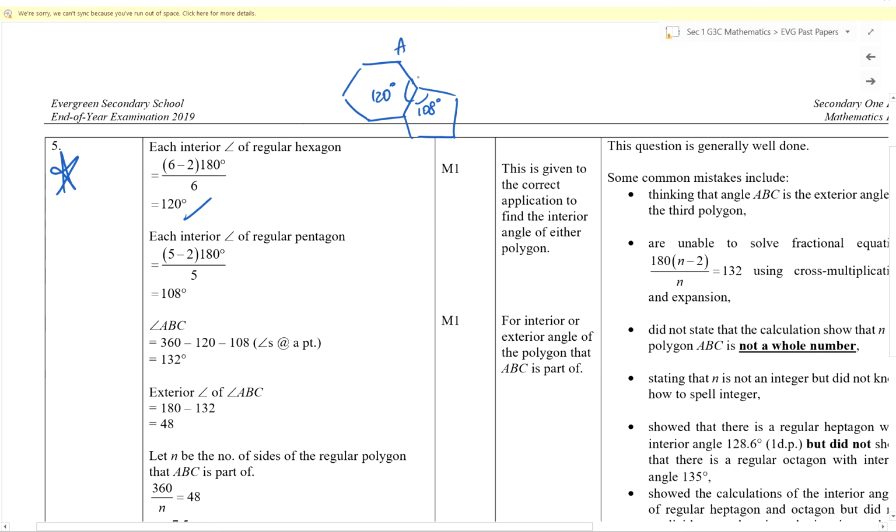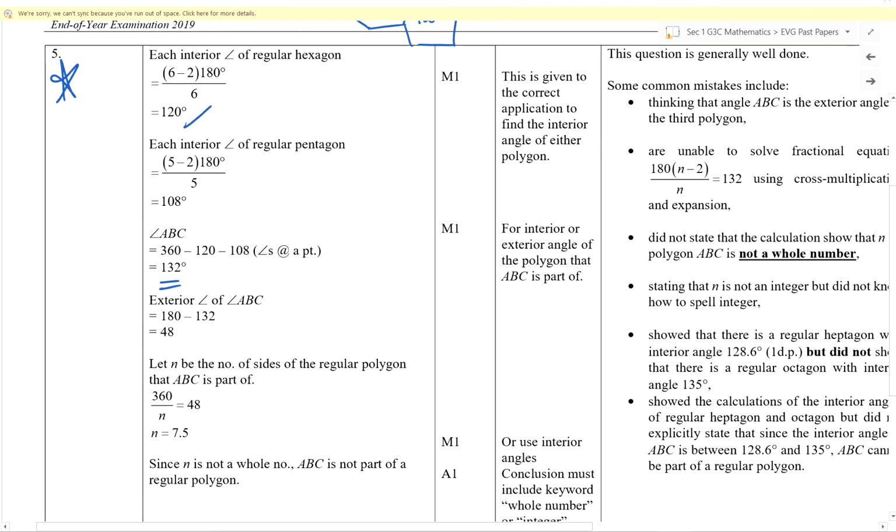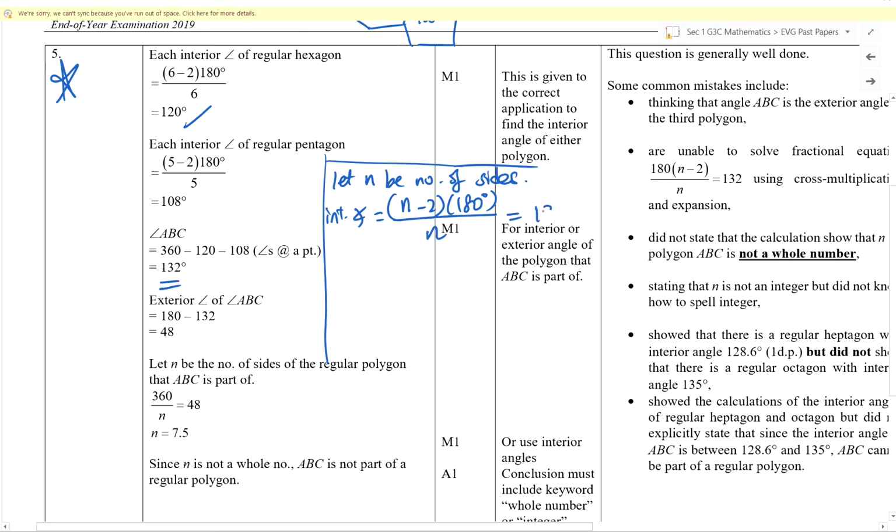So this guy comes along and says that ABC is part of another regular polygon. So we're going to find out the angle for this ABC, which is 132 degrees. Then the question we ask ourselves is, can 132 degrees be an angle of a regular polygon? There are 2 ways to do it. One is by considering the exterior angle, the other is by considering the interior angle. If we consider the interior angle, we say let n be the number of sides. Then the interior angle must be (n - 2) times 180 degrees divided by n. And this is supposed to be equal to 132 degrees.